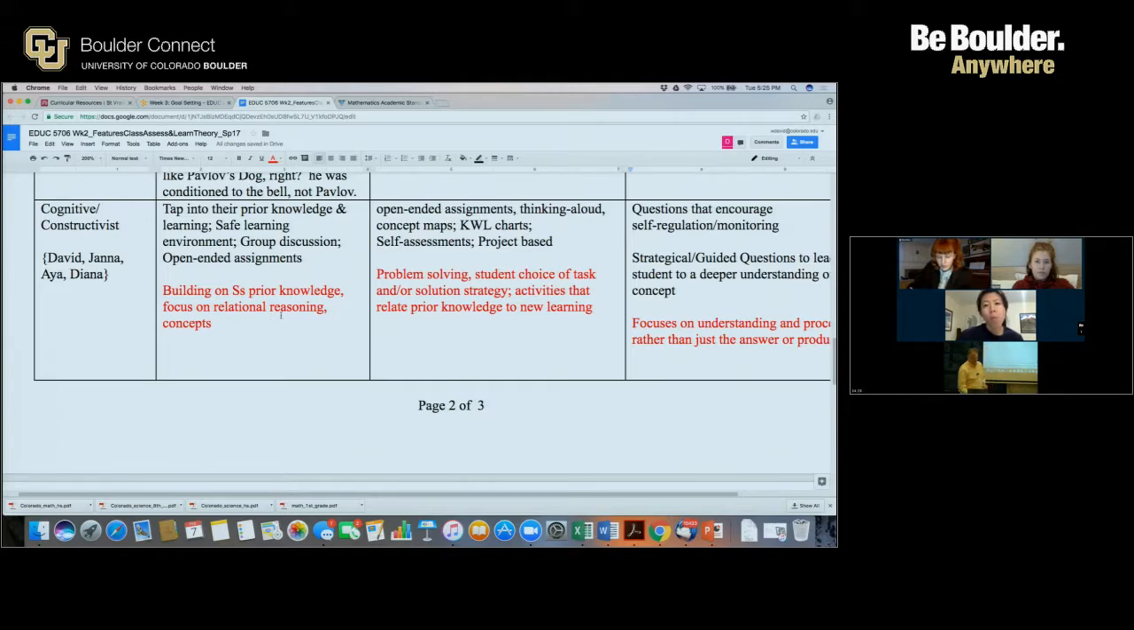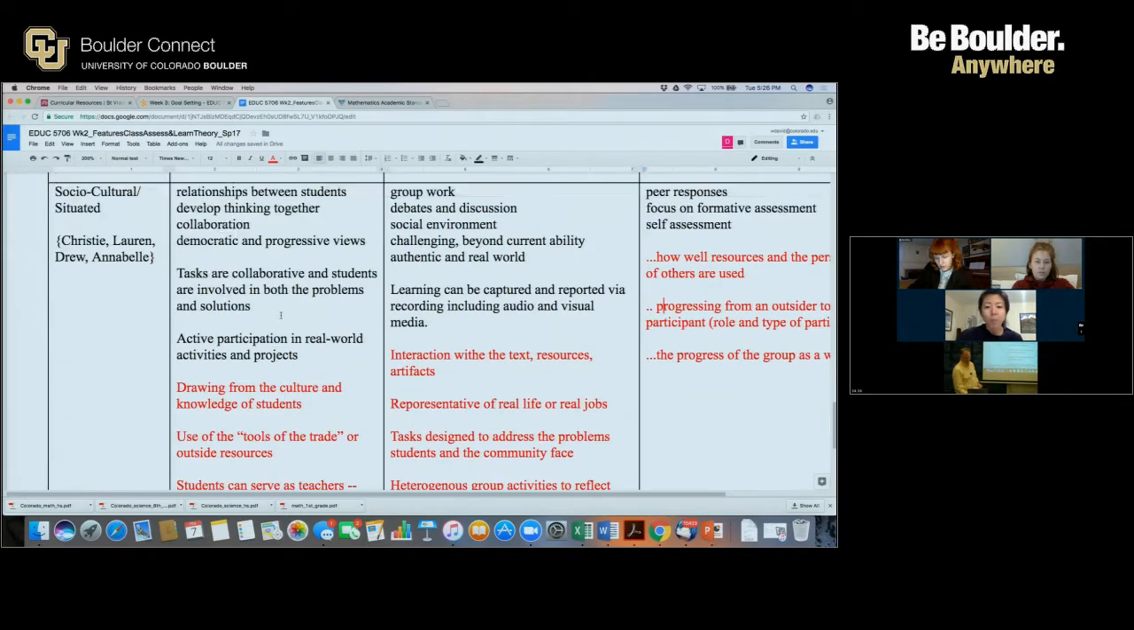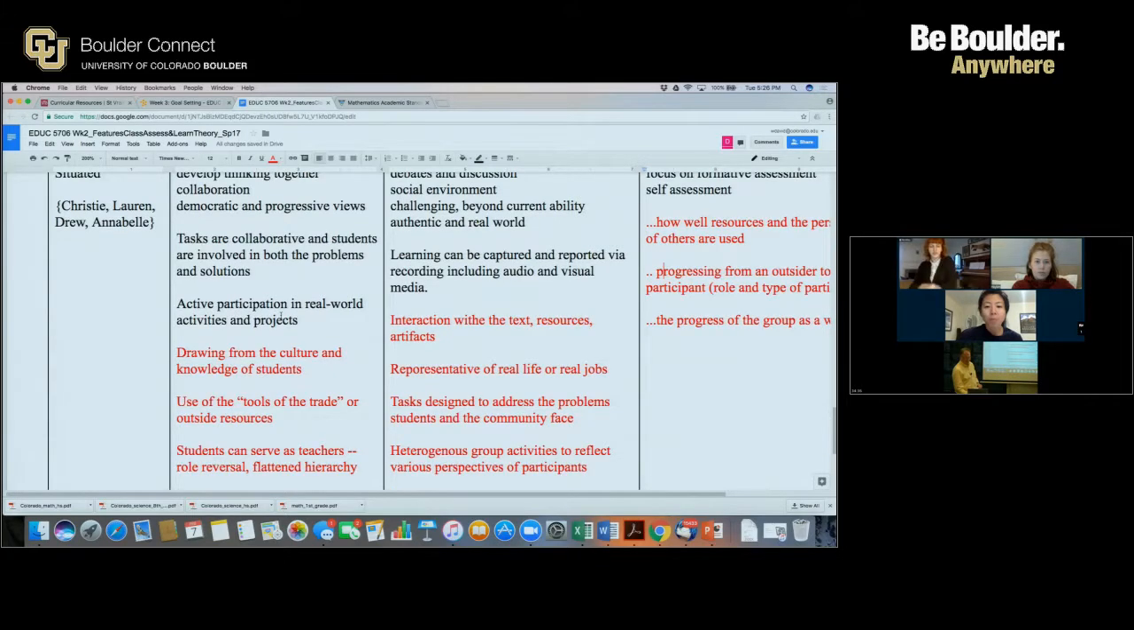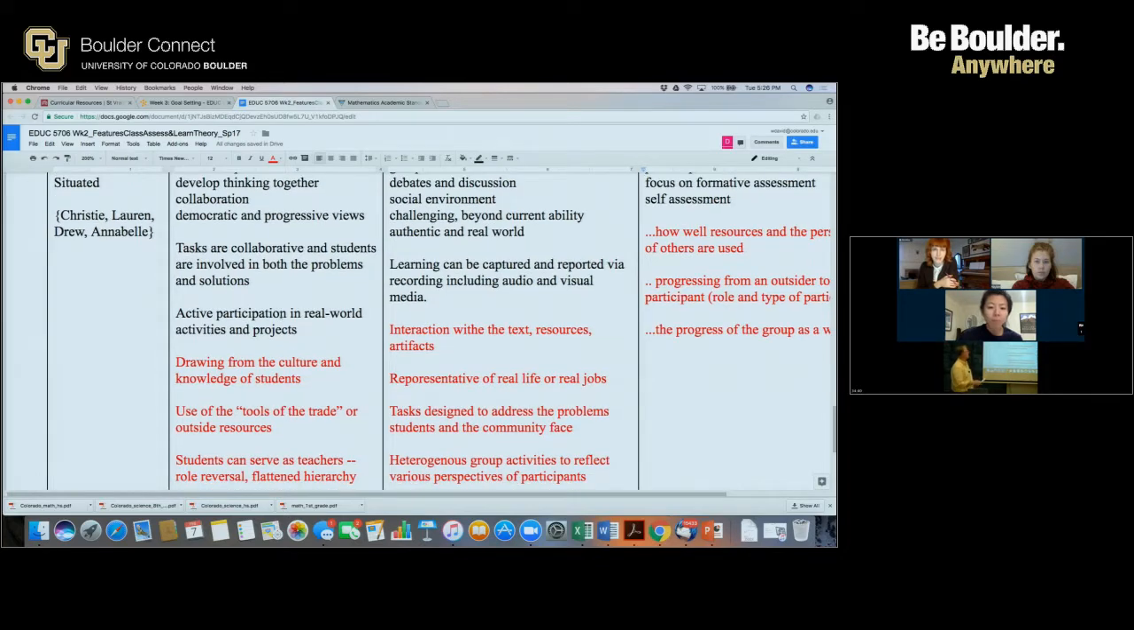So that was already said before. Focus on understanding and processes. And then lastly, I'm only going to pick out a few things here because you can dive right back into this and read it. The link again is found in your email. It's also in week 2 handouts. You'll see the link for this.